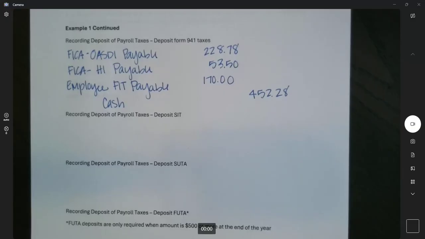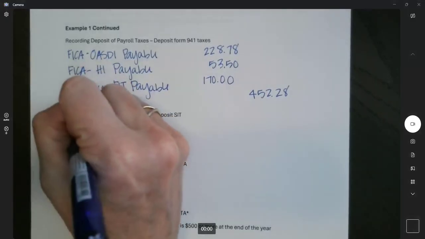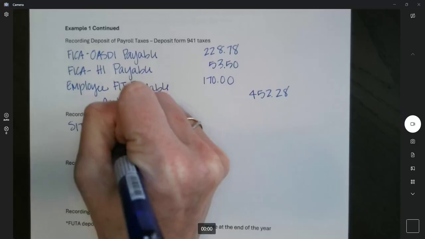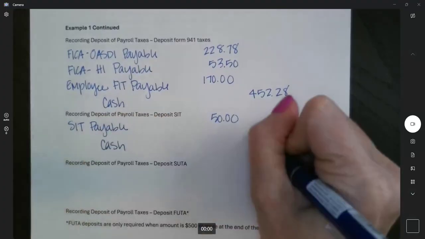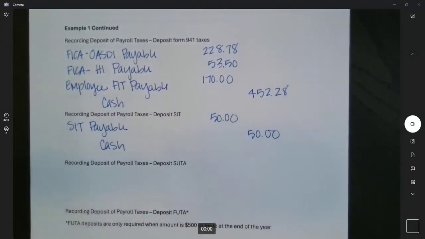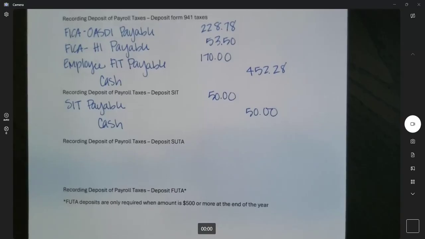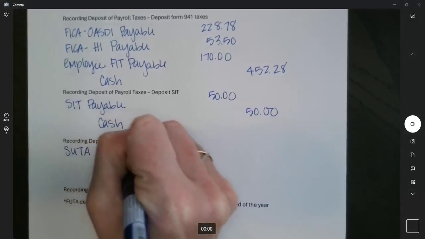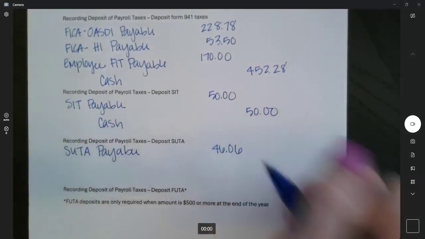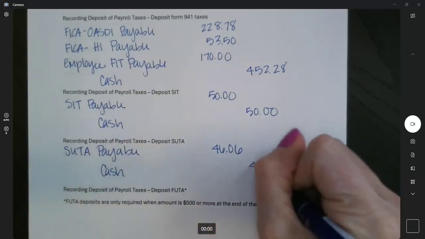The next journal entry is where we're recording the deposit of payroll taxes for the state income tax. All we're going to do is debit state income tax payable, reducing that liability. It was $50, and we're going to credit cash $50. The next example is where we're recording the deposit of payroll taxes in terms of state unemployment. So we're going to debit SUTA payable. The balance is $4606, and we're going to credit cash $4606.